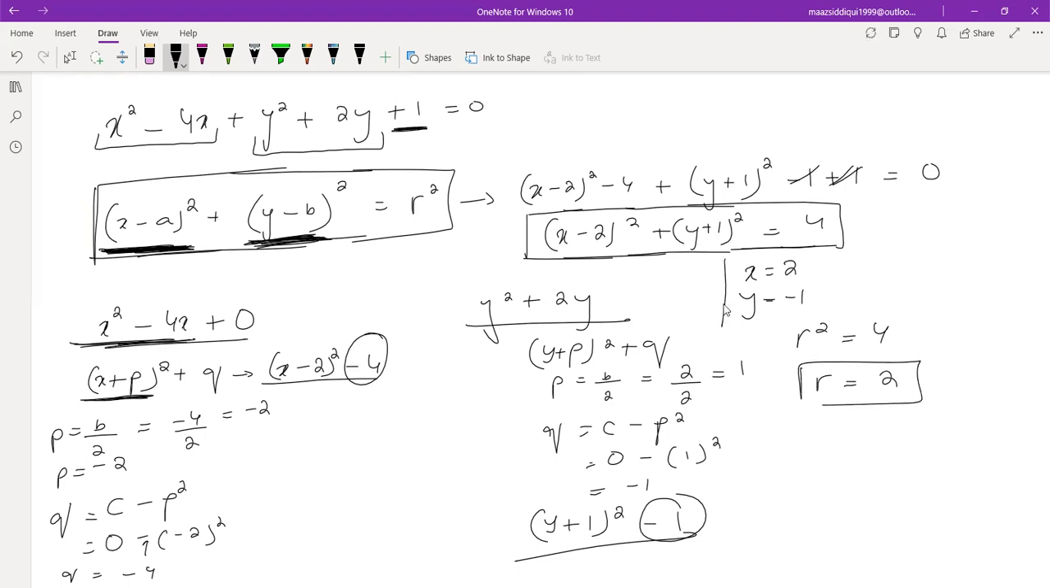So this is how we work out the equation of a circle if our equation is given in this format, using completing the square. All right, guys, so this is it from the demo class. Hopefully, you would have understood this topic. Thank you.